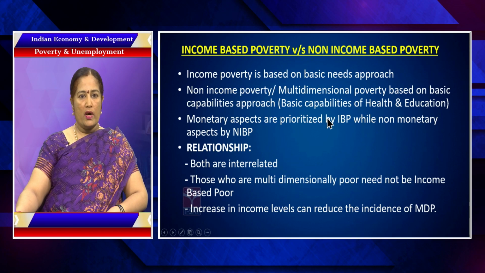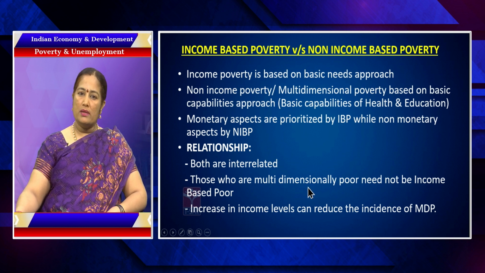So monetary aspects are prioritized by income-based poverty, and non-income based poverty prioritizes non-monetary aspects. Irrespective of this difference, both are interrelated, and those who are multidimensionally poor need not be income-based poor. People can have good incomes, but still they may suffer from multidimensional poverty. They may be deprived of certain rights, of the possibility of getting a proper quality education, or of quality health facilities. Then such people, in spite of having good incomes, can become multidimensionally poor.